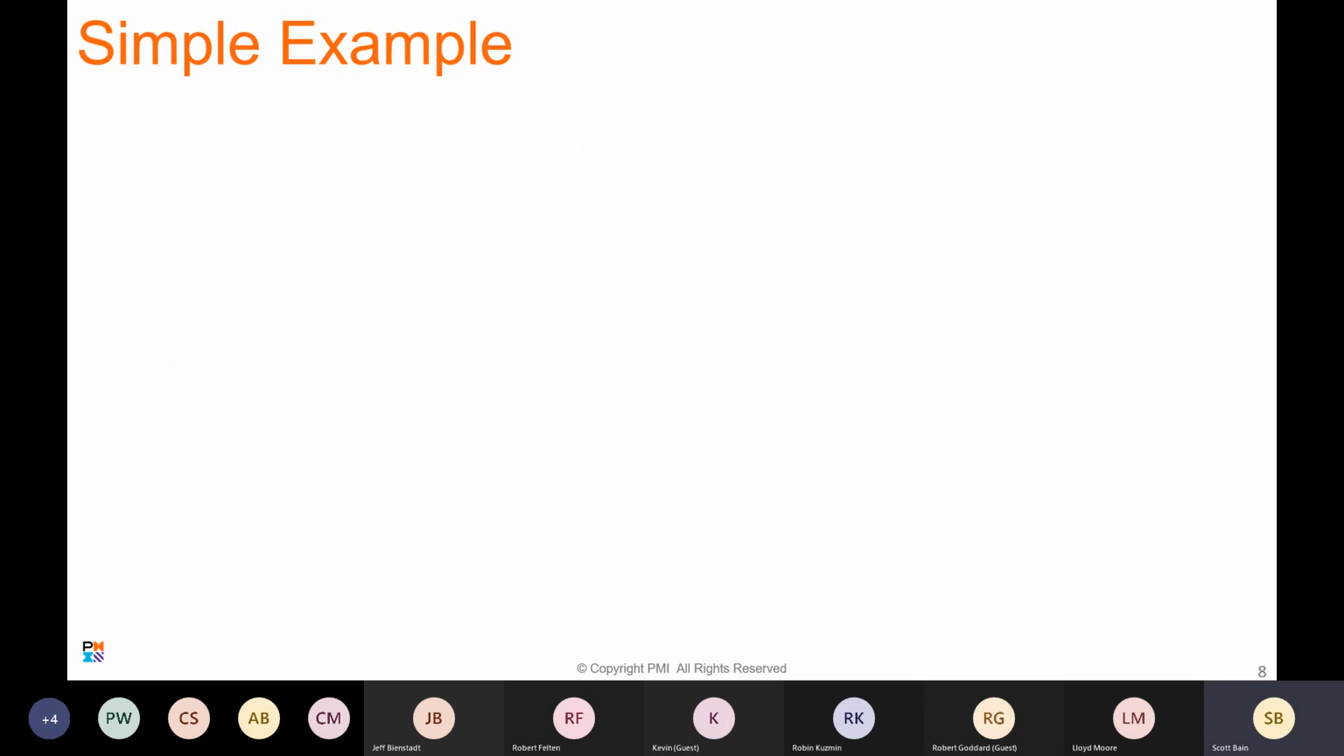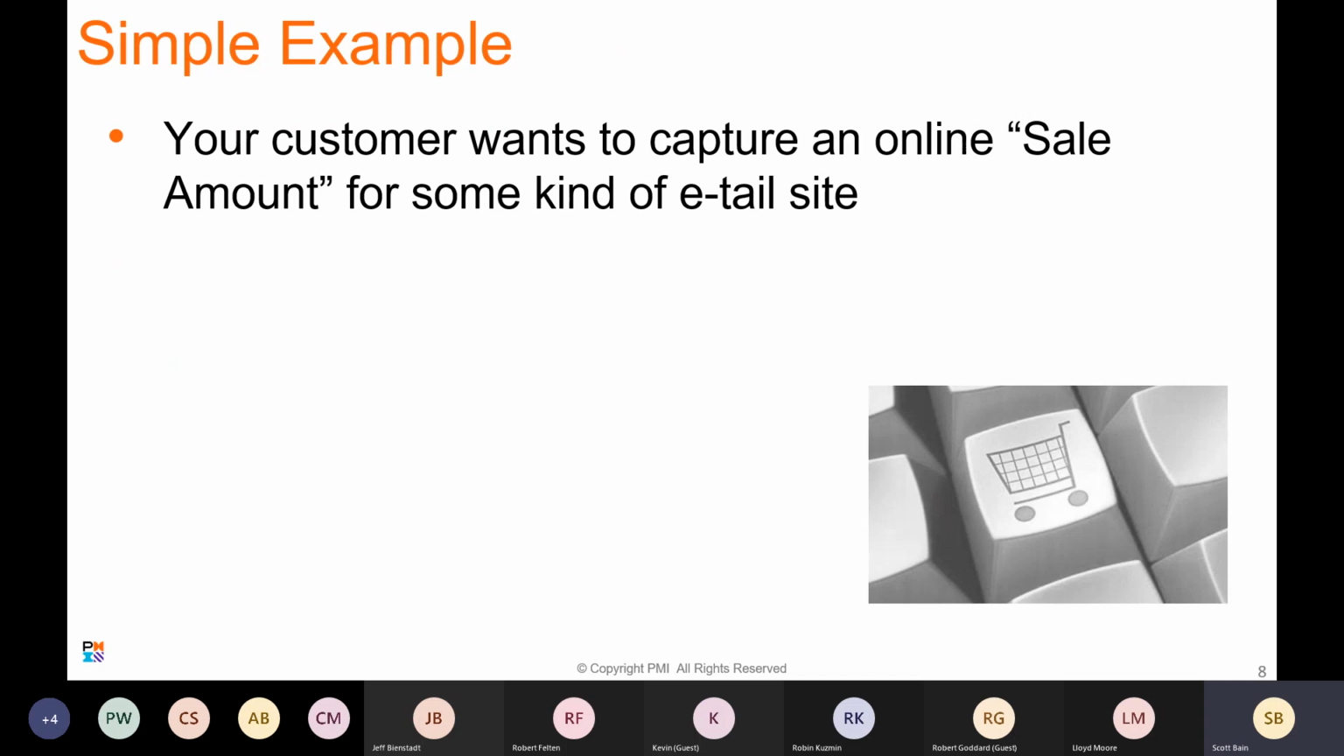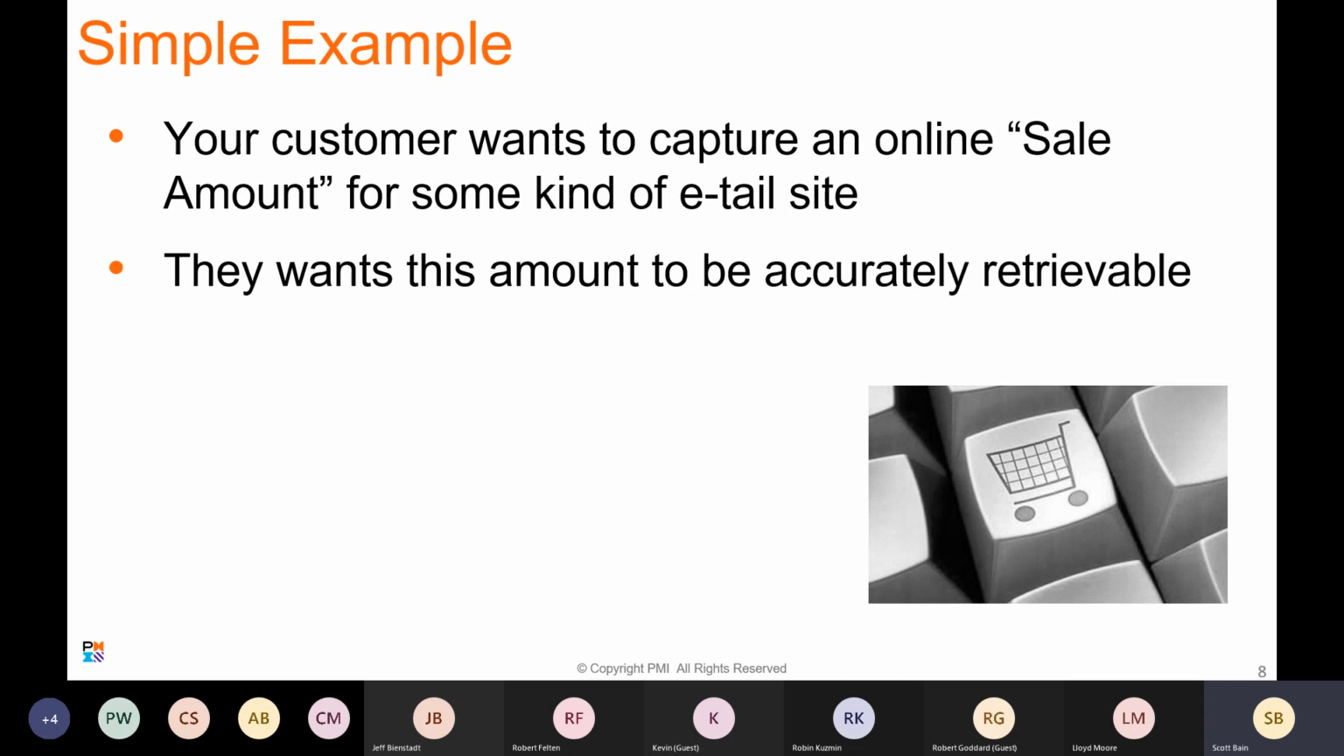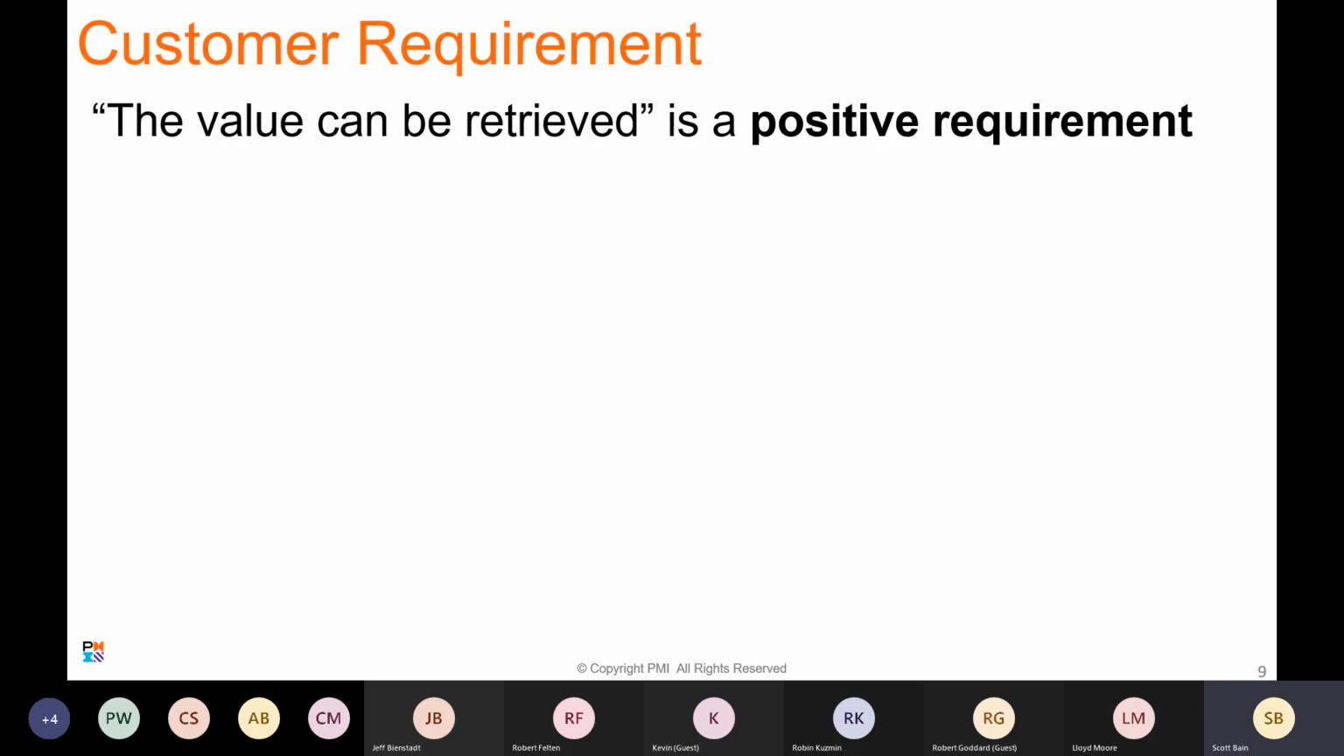Here's a very simple example of this. Let's say your customer is an online store of some kind, and they want you to create an object that will capture a sale amount. Initially, the requirement is extremely simple. The value of any sale should be retrievable with complete accuracy on demand. This is a positive requirement that could easily be represented by a test, either an acceptance test written in business language or a unit test written in code. Which you would choose and why is an interesting topic, but let's say here that it could be either.